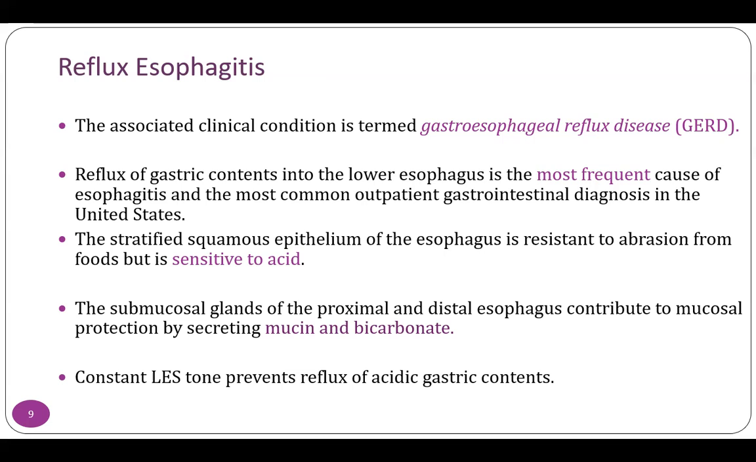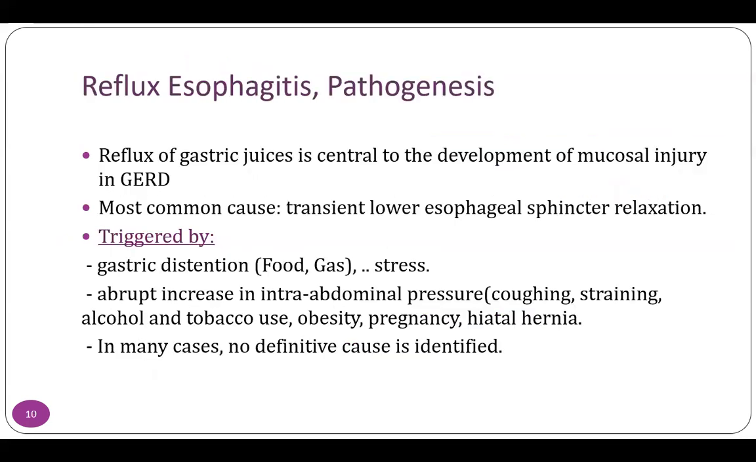Do we have secretion in the esophagus? Actually, the squamous mucosa usually is not a secretory mucosa; there's no mucus secreted. But we do have some secretion. Remember, in the proximal and distal parts of the esophagus, we have some mucosal glands that can secrete some mucus. But it's not enough to protect against reflux disease. So this is the idea of reflux disease.